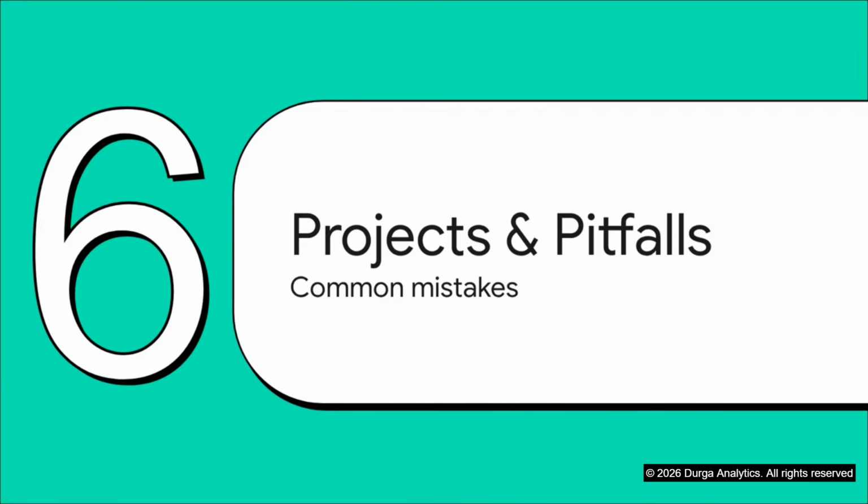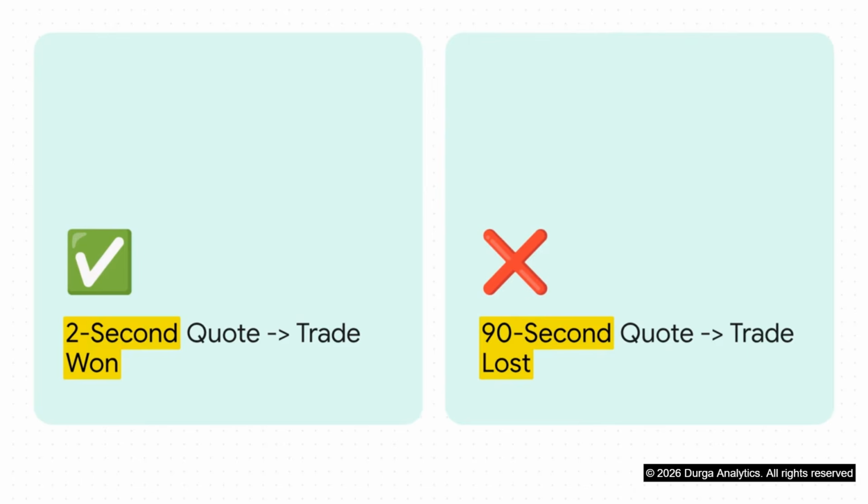Section 6, desk projects and pitfalls. Okay, so how does this daily rhythm impact the actual software you'll build in your capstones? Let's make the math commercial for a second. Imagine a 14 o'clock client call. The client asks for a price. Your complex, mathematically perfect model calculates the fair value as £42.40.